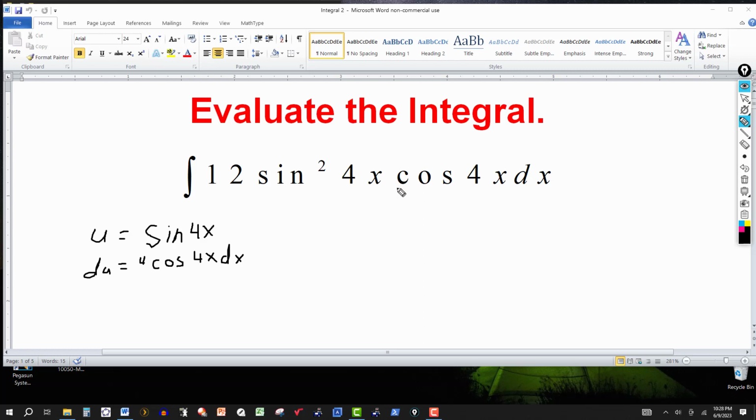Notice over here we have cosine of 4x on the right, so we can divide both sides by 4 here. Instead of solving for dx, I'll solve for cosine 4x dx. So dividing here by 4, we get cosine 4x dx is equal to du over 4.